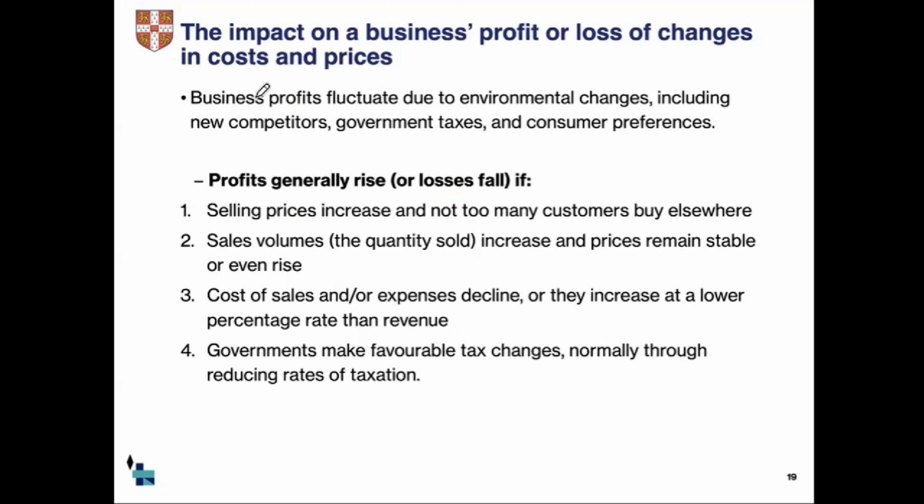The first point here says the business profits fluctuate due to environmental changes. Sometimes there are new competitors or competition that enters the market. Sometimes government taxes increase or decrease, and that can cause profits to fluctuate. Or sometimes consumer preferences will change. So if there's a new trend, a new phone, a new product that is competing with yours and consumers switch to that product, that means that it has the potential of affecting your profits.